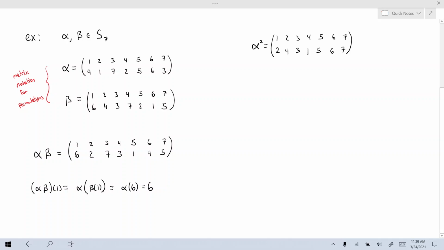So that's alpha squared. Okay. What about beta inverse? So you might recall that every bijection is invertible.